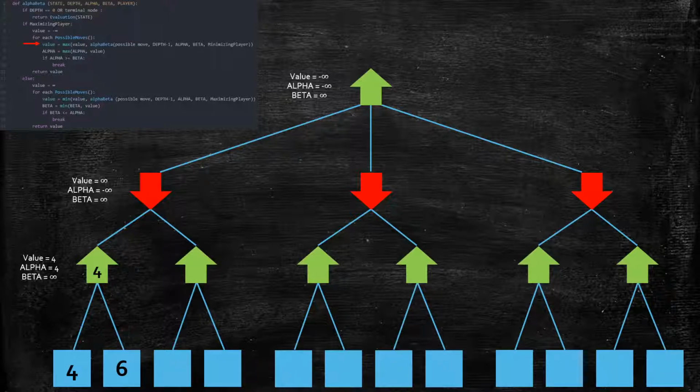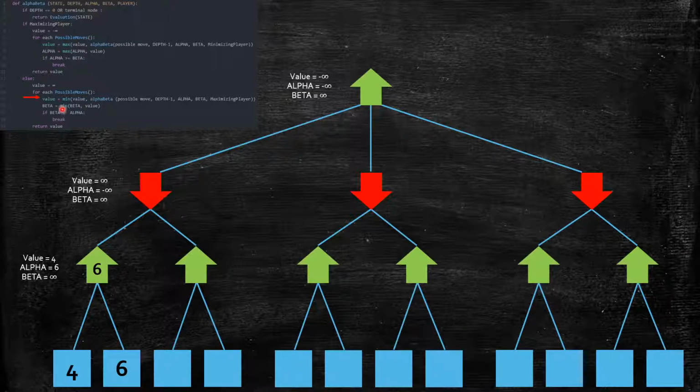We get a 6. We get that passed back up. Value is going to be set to 6 because 6 is greater than 4. And then alpha is going to be set to 6 as well. Oops, that should be a 6 right here, not a 4. So this gets passed back up, and we now check, is alpha greater than or equal to beta? It is not. Beta is still infinity. So we go back up the tree.